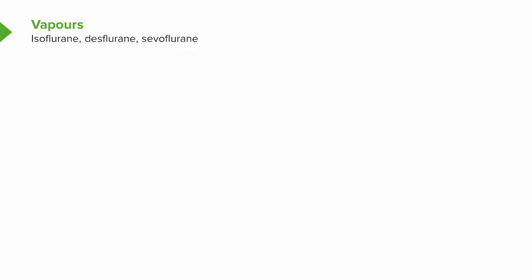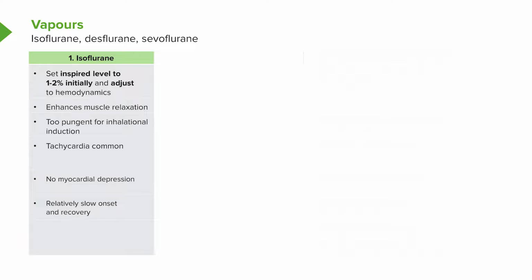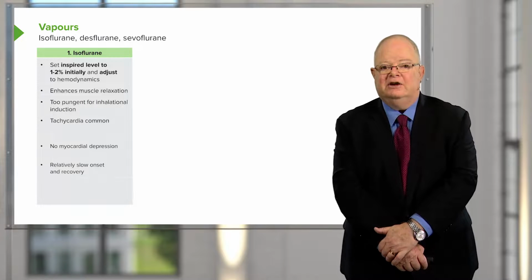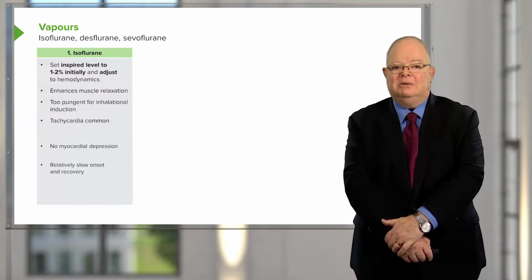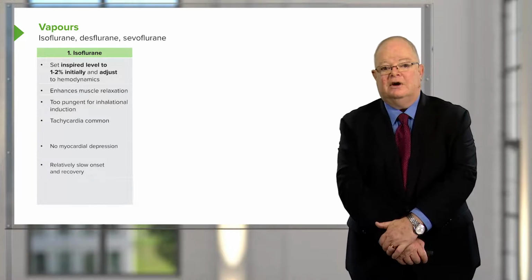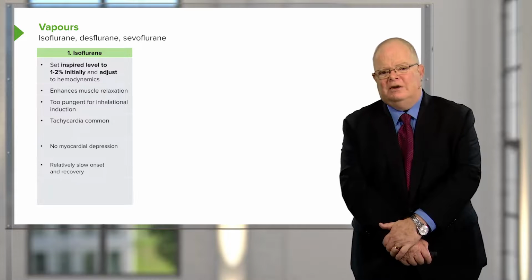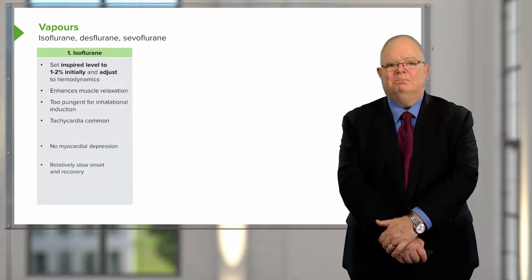So what vapor are you going to use? So let's start with isoflurane. Set the inspired level of isoflurane at 1 to 2%. And then adjust according to the patient's hemodynamics. All of these vapors enhance muscle relaxation. Isoflurane itself is too pungent for inhalation induction. Common to get tachycardia with isoflurane, but you get no myocardial depression. Slow onset of action, slow recovery, bit of a hangover.